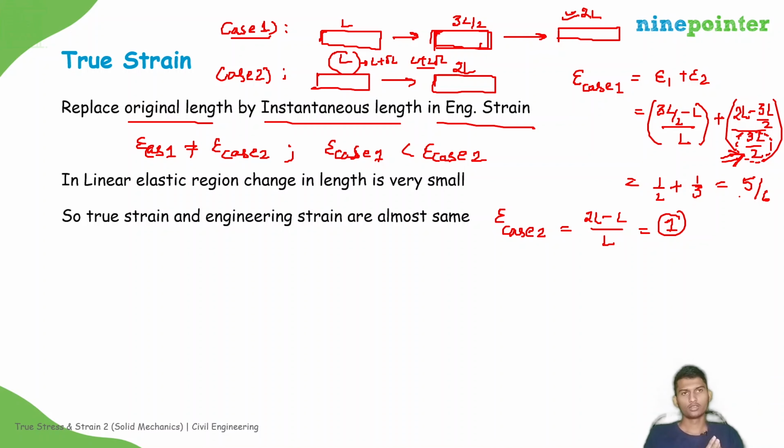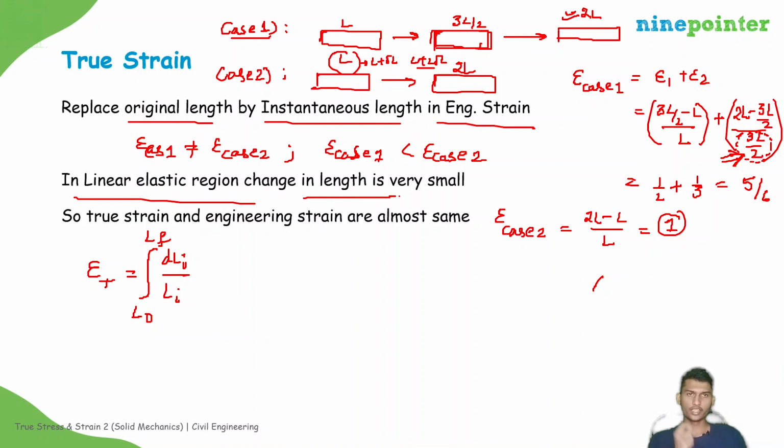Now let us know the formula for true strain. True strain epsilon t is given by the integral of dL, the change in instantaneous length, divided by L instantaneous, integrated from the original length L naught to the final length LF. Okay, so this is the true strain. We already said that in the elastic region the change in length is very small because the value of E will be large, so theta will be nearly 90 degrees. So for large stresses, the strain will be very small in the elastic region. So true strain and engineering strain are almost the same.